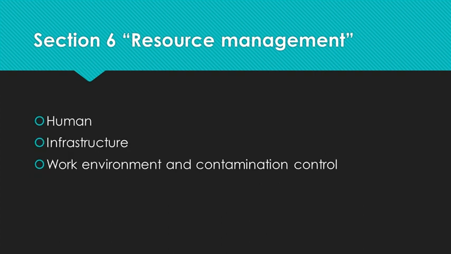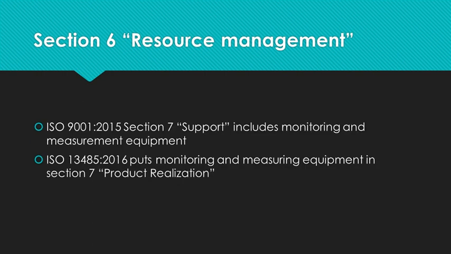Resources fall into one of three subsections: human resources, infrastructure, or work environment and contamination control. The equivalent section in ISO 9001:2015 is Section 7, Support. In ISO 9001, monitoring and measuring equipment are considered resources in the support section. In ISO 13485:2016, monitoring and measuring resources are addressed in Section 7, Product Realization. So, now back to ISO 13485.